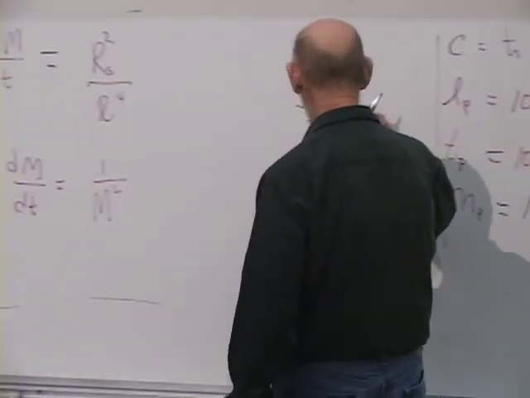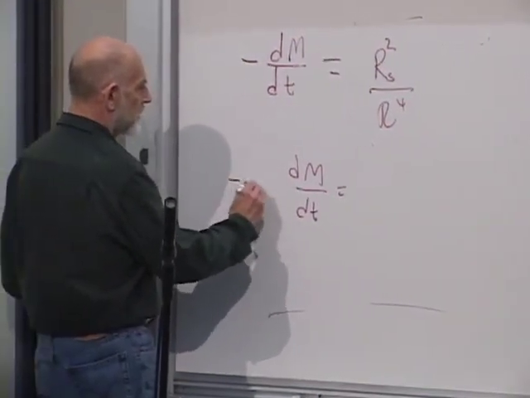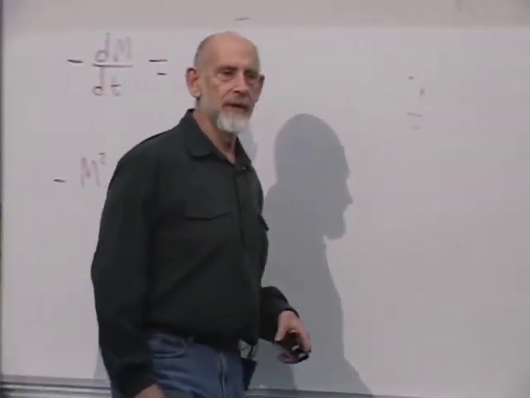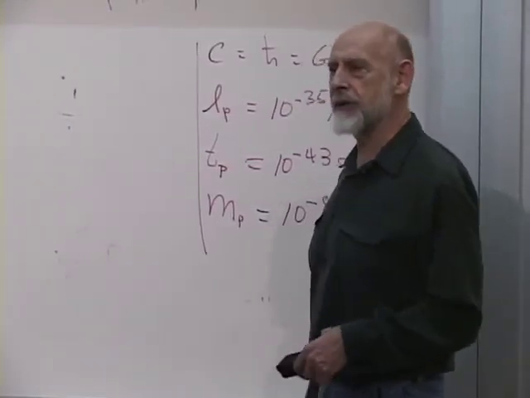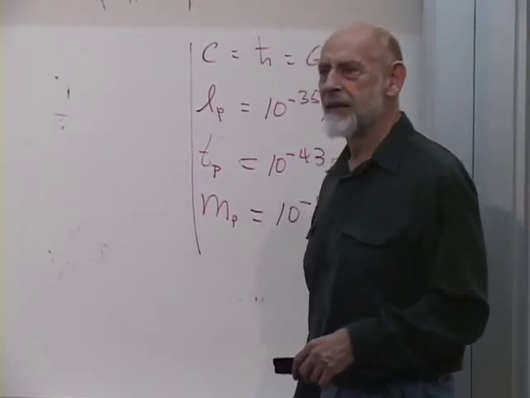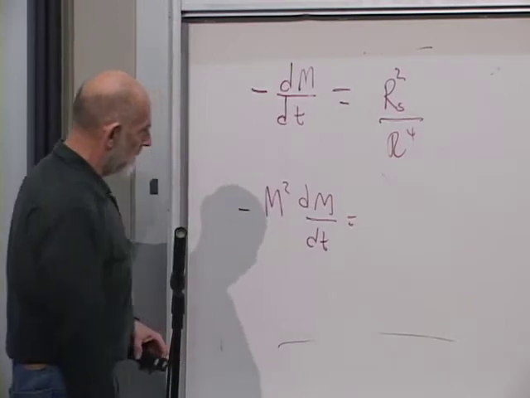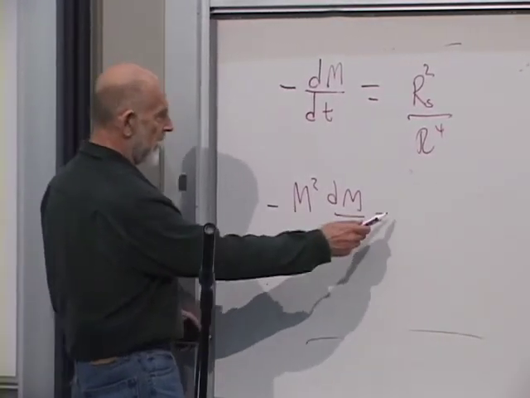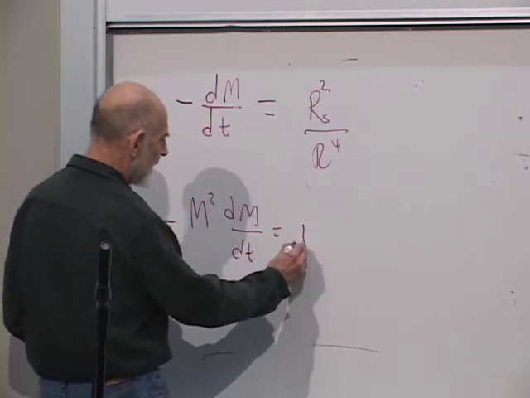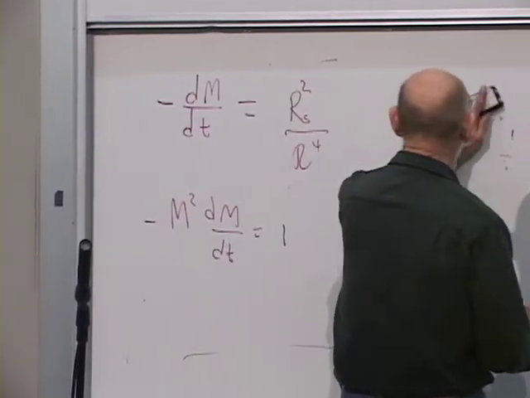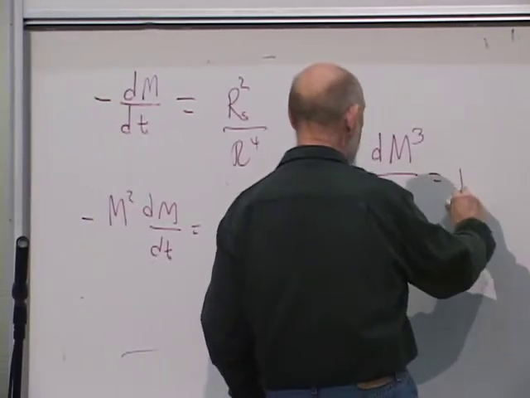Okay, let's multiply it by m squared. What is m squared dm by dt? Apart from a factor of 3, m squared times dm/dt is just equal to, oh, what was on the right-hand side of this? It's 1, right? Yeah. So another way to write this, apart from a factor of 3, is the time rate of change of the mass cubed of the black hole is equal to 1.